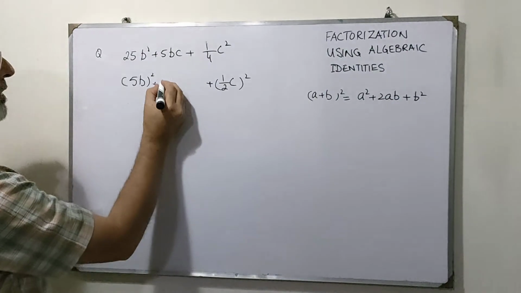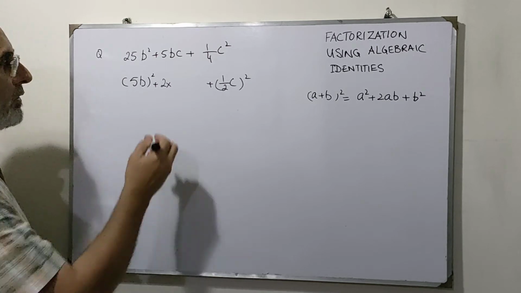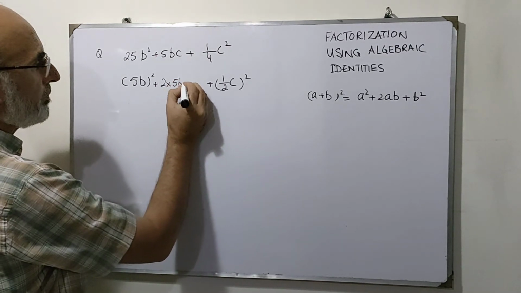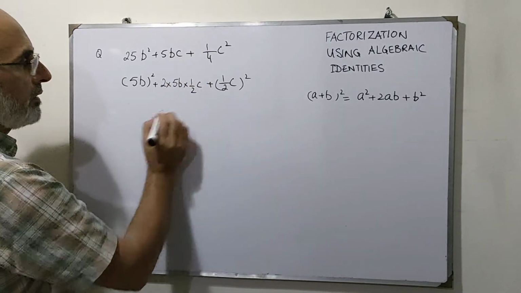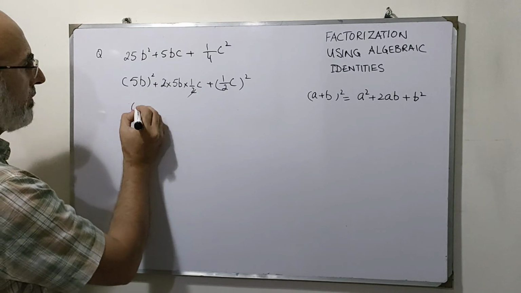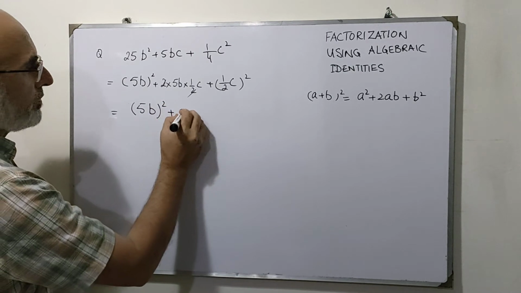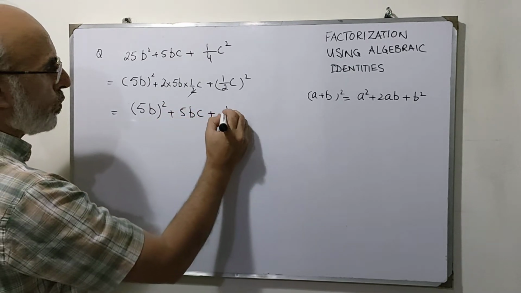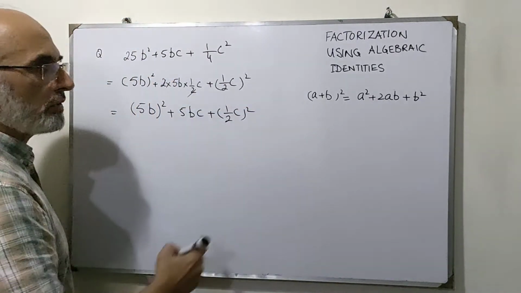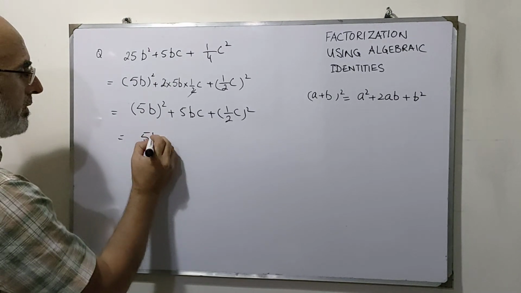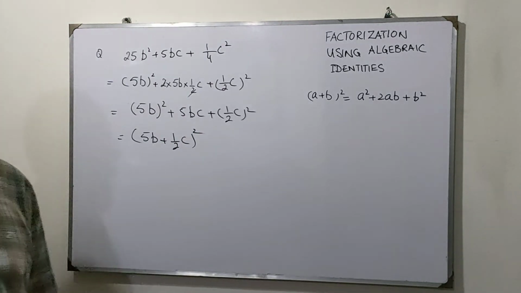2ab. So 2 into this 5b, which is a, into b, so 1 over 2c. Okay, this 2 goes with 2, so we have here 5b square plus 5bc plus 1 over 2c whole square. So we have this form now. So this can be reduced to 5b plus 1 over 2c whole square. So we have the factors. Okay.